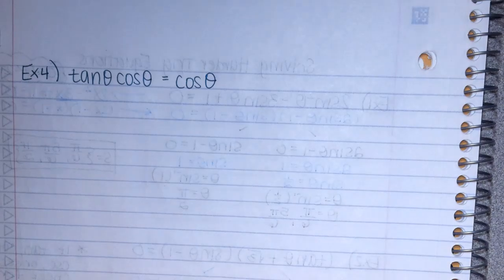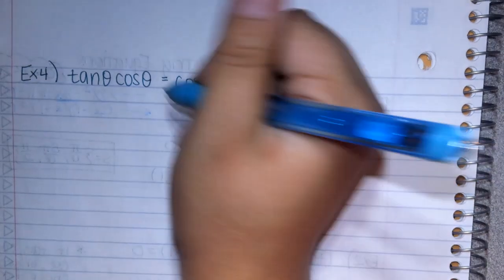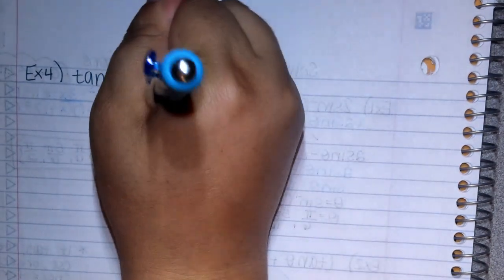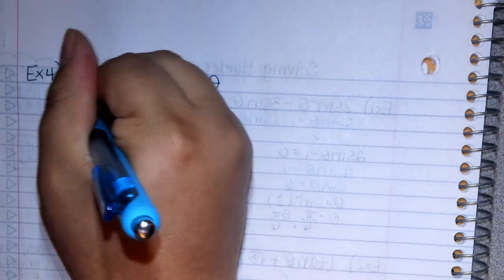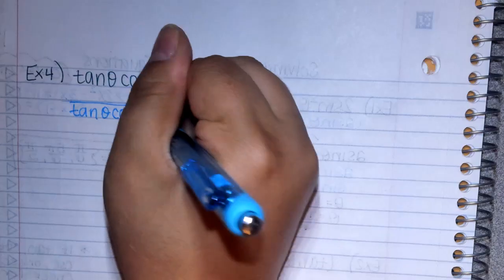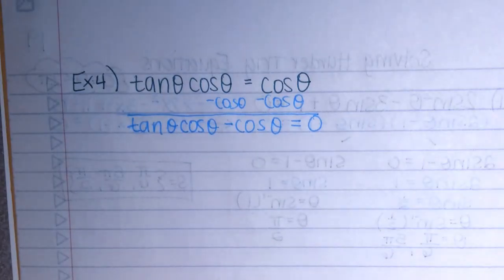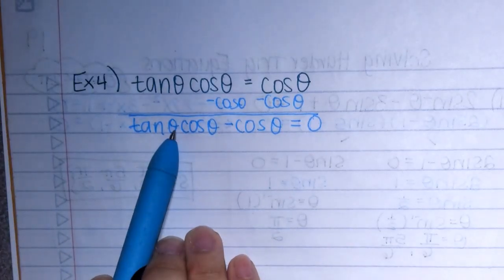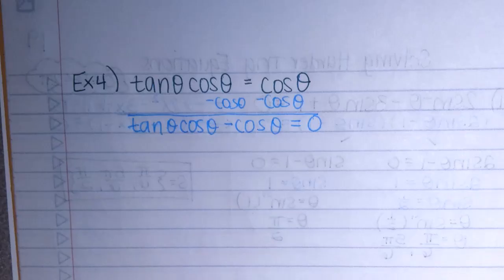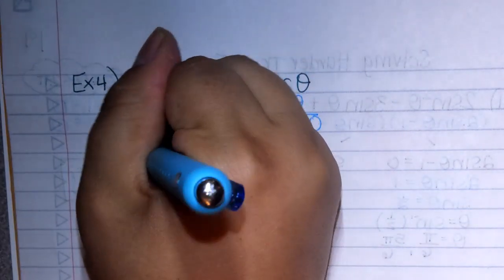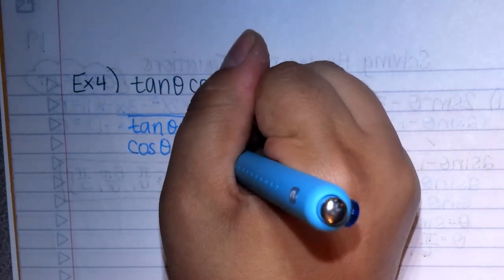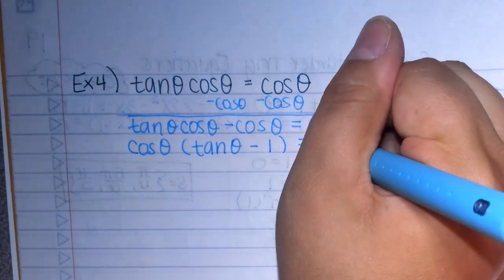The tangent of theta times the cosine of theta equals the cosine of theta. What can I do? I have cosine, subtracting cosine. Move the cosine and make it equal 0. And be careful, those cosines just don't cross out. Why? Because it's connected to tan. But I do have 2 cosines. What can I do? Factor one of them out. So I'm left with tan of theta minus 1 equals 0.